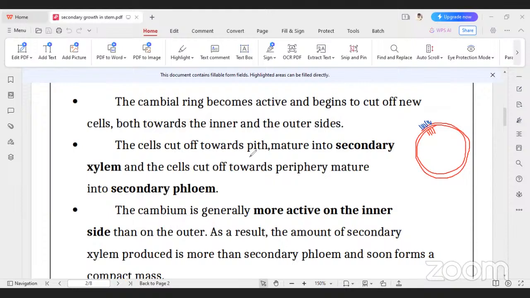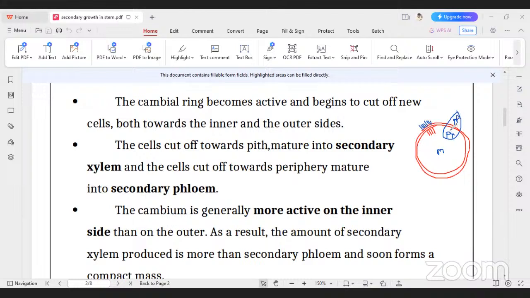The cells cut off toward the pith matured into secondary xylem, on the medullary pith side. Just imagine like this. First of all, the vascular bundle. Already in the vascular bundle, primary xylem is present. This is primary xylem. This is primary phloem.